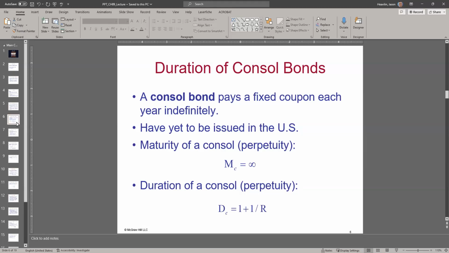So to get this out of the way, if you have a console bond, which is a bond that doesn't expire, in other words, doesn't have a maturity date, then the calculation is done this way. Since maturity is infinity, the duration is just calculated as 1 plus 1 over whatever the rate is that you're using, and that's your duration.